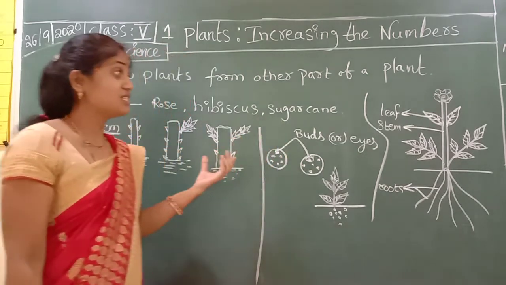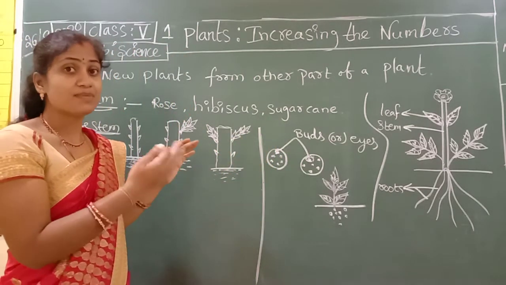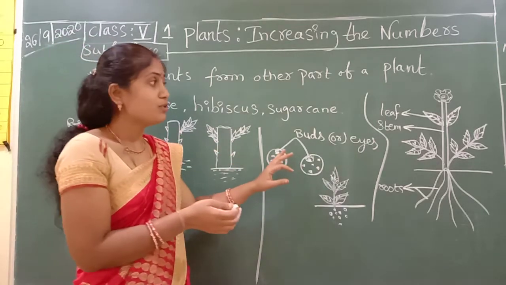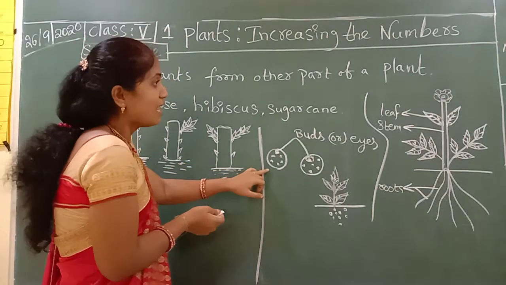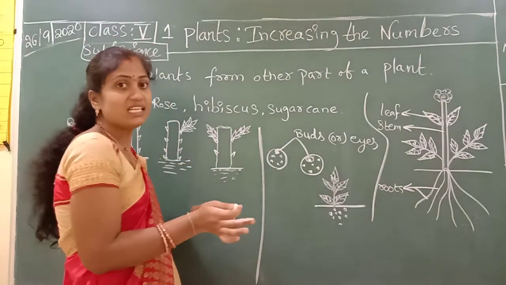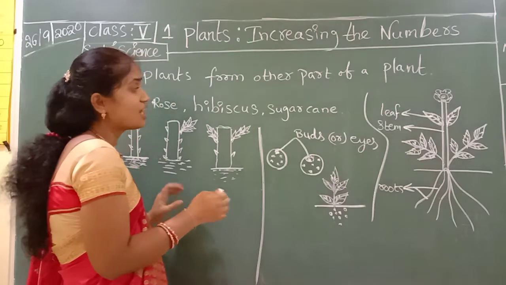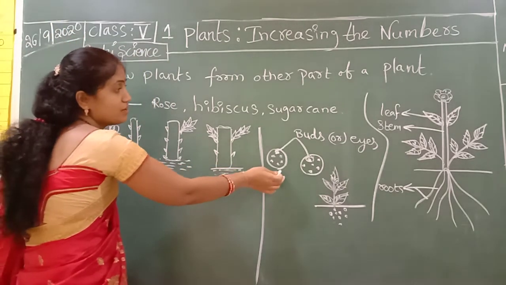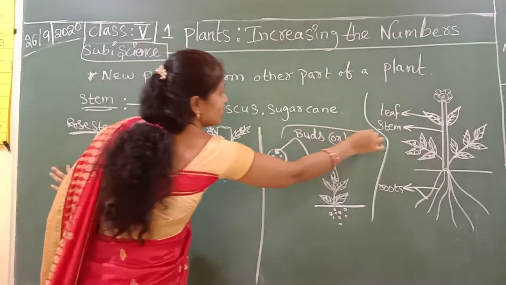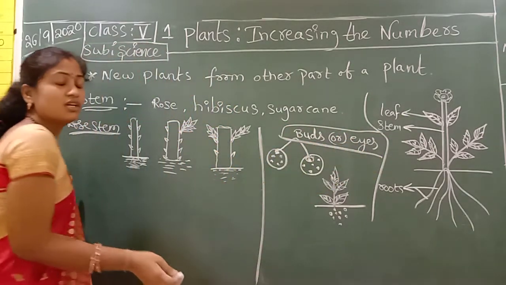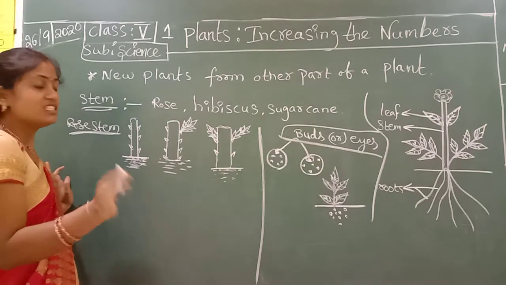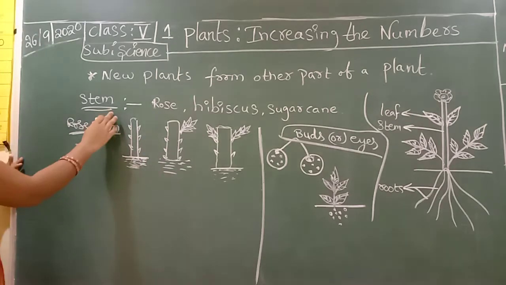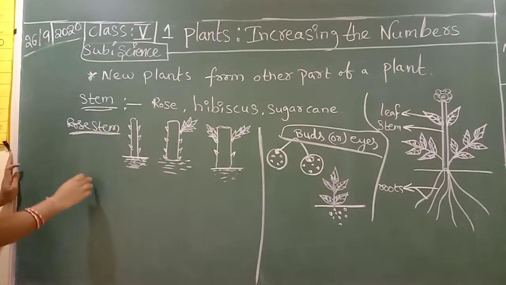Some stems we get growing upside only, but this one is underground. Examples are potatoes, onions, ginger. Potatoes are underground stems. So for examples, potatoes have these buds or eyes, and like that, onions and ginger also have. Next, stem cuttings. Stem over means roots.